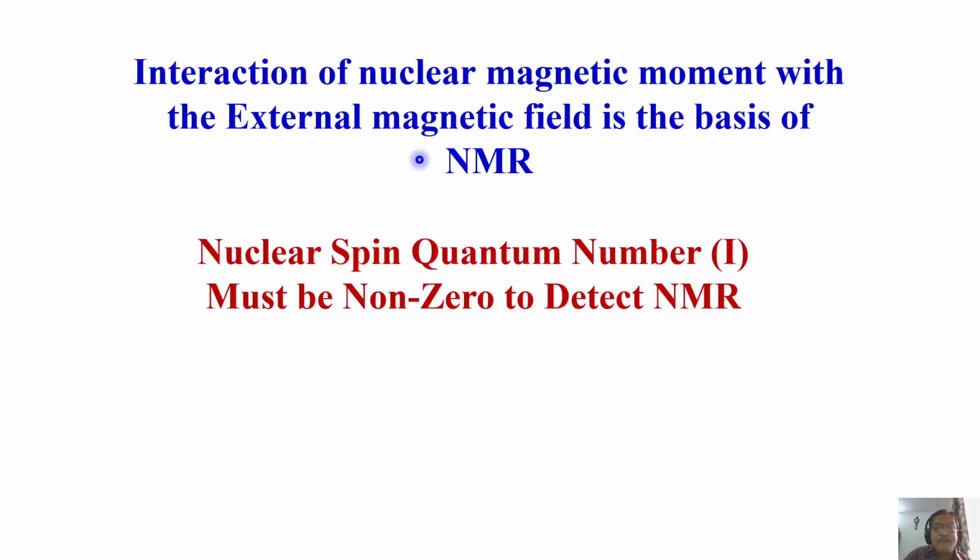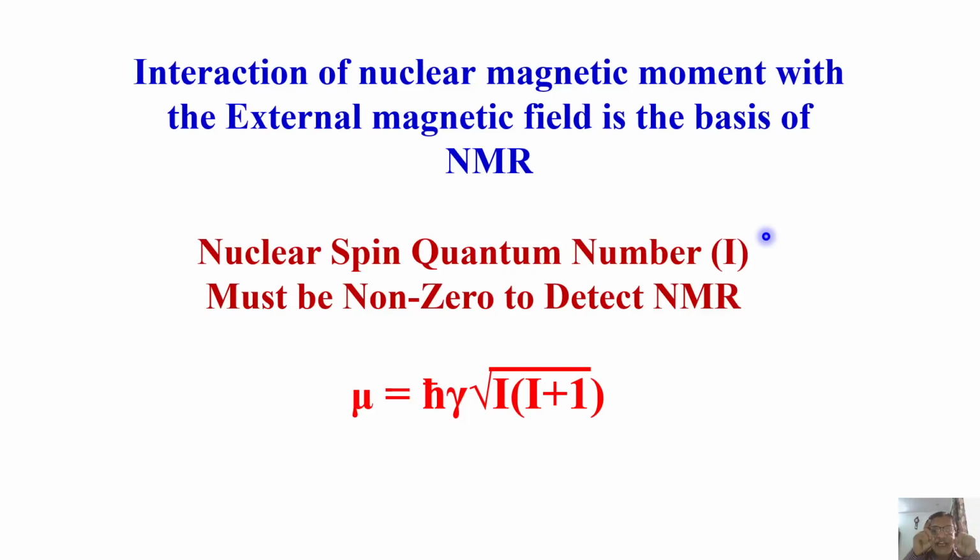When the magnetic moment is 0, such nuclei cannot interact with the external magnetic field. Please understand. So mu must be non-zero. For that, I must be non-zero. Then only can we detect NMR. So that is the reason why, in the very first class, when I wrote a table to work out the spin of the nuclei based on their atomic mass and atomic number, I gave an example of carbon 12 whose spin is 0, I equal to 0.